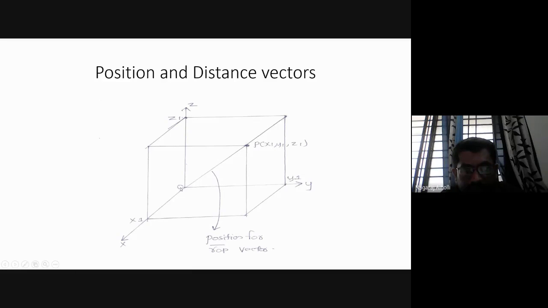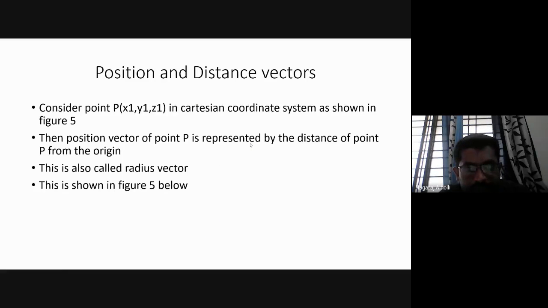This is from the origin. So this is nothing but the radius of this shape. Okay, this is the radius from the origin towards the point P, and hence this OP vector is also called the radius vector. OP vector is also called the radius vector. This is the position vector, rOP bar, that is the radius vector, rOP bar. So point P is represented by the distance of point P from the origin. This is also called the radius vector, and it is shown in the figure below.